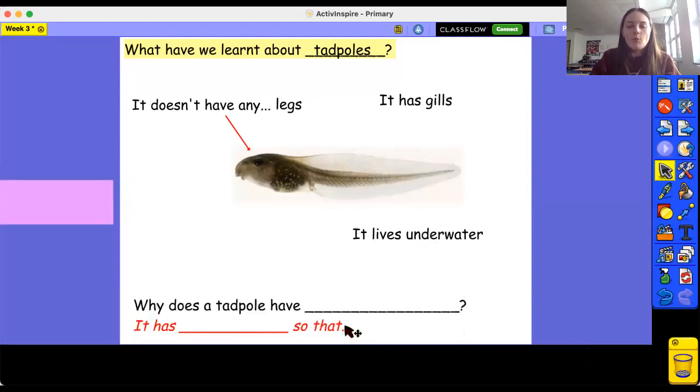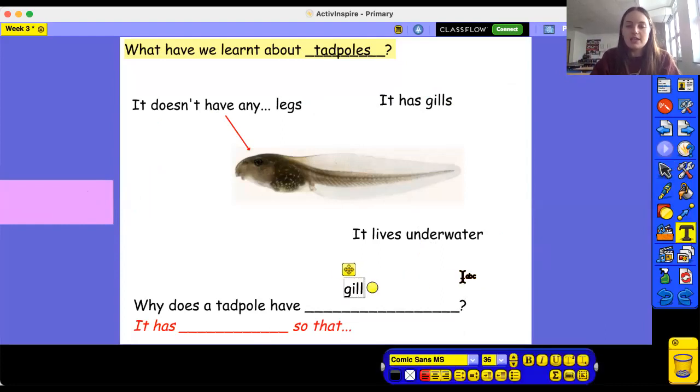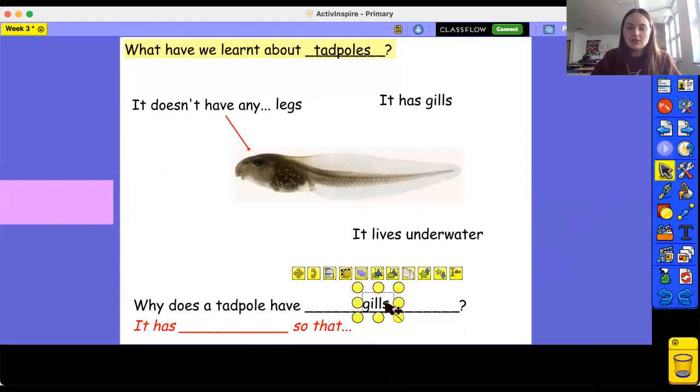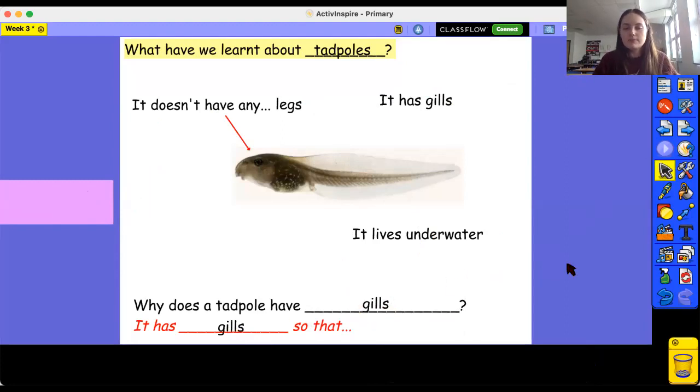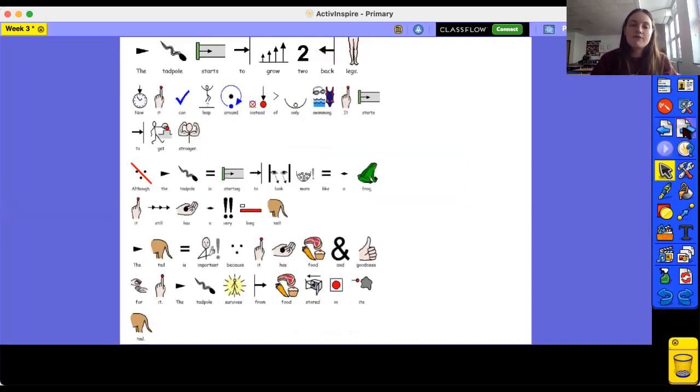Why does a tadpole have gills? That's the question I'm going to ask you. I want you to think about that question and I want you to answer it to somebody in the room. Why does it have gills? It has gills so that what? Fantastic. It has gills so that it can breathe underwater. So a tadpole develops, it grows gills so that it can breathe underwater. Let's read the next bit of information.